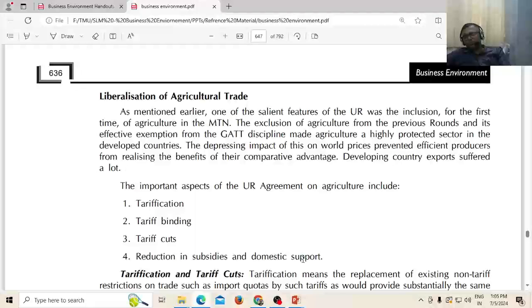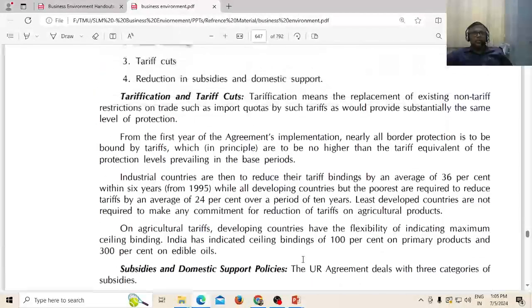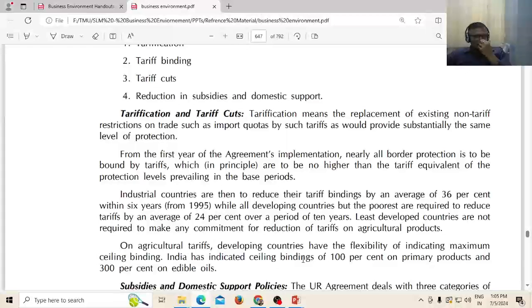Thus, the important aspects of the UR agreement on agriculture include tariffication, tariff binding, tariff cuts, reduction in the subsidies, and domestic support. Tariffication and the tariff cuts. Tariffication means the replacement of the existing non-tariff restrictions on trade, such as import quotas, by such tariffs as would provide substantially the same level of protection. For the first year of the agreement's implementation, nearly all border protection is to be bound by tariffs, which in principle are to be no higher than the tariff equivalents of the protection levels prevailing in the base period.